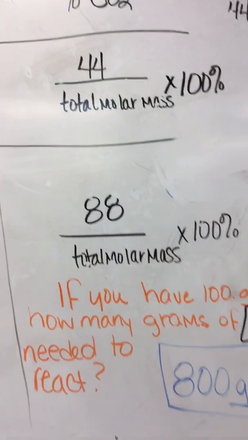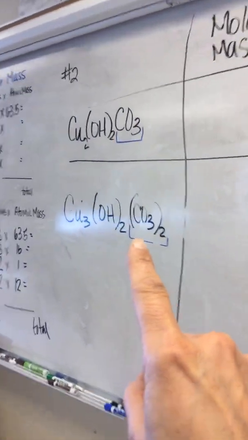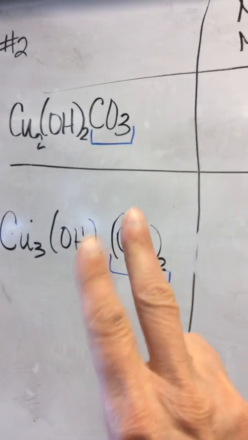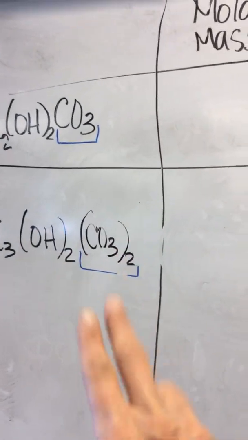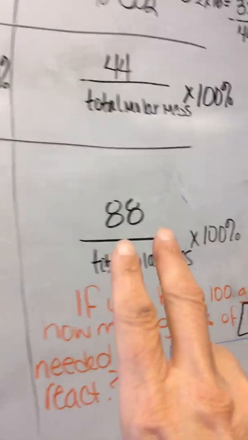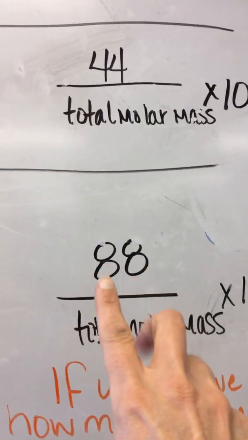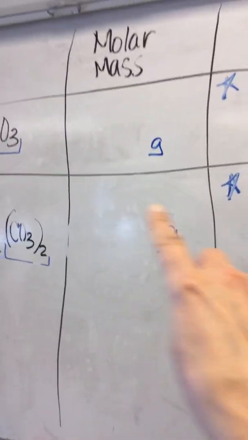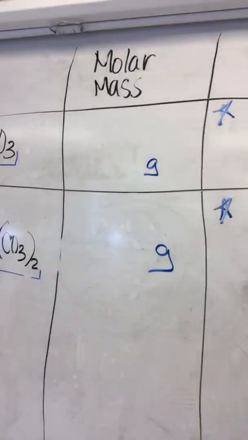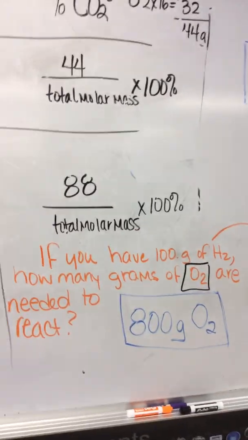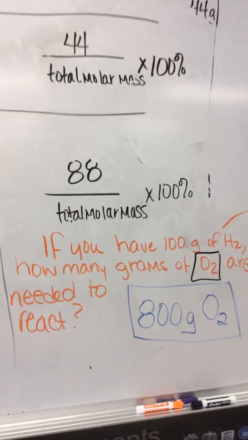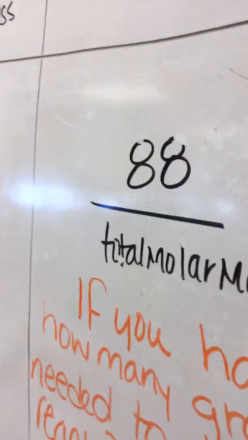Record that number. In the second one, look, there's 2 carbonate ions. That means you have 2 carbon dioxide ions. So what I did here was I took 44 times 2 equals 88. I'm again going to divide it by the total molar mass, which you had calculated earlier. You're going to times it by 100%, and that's going to tell you what your percentage is.